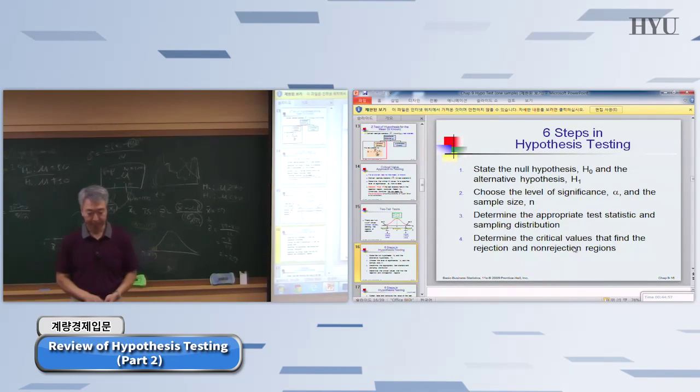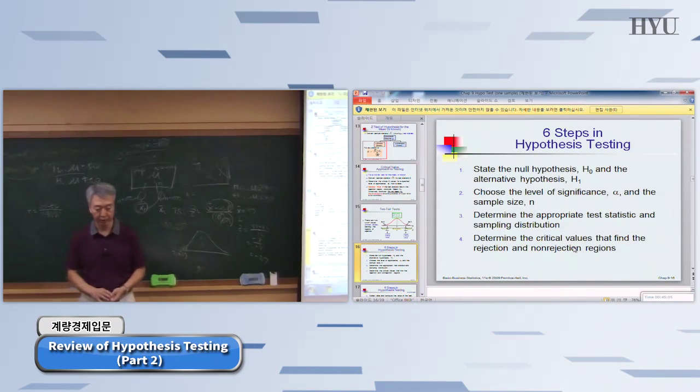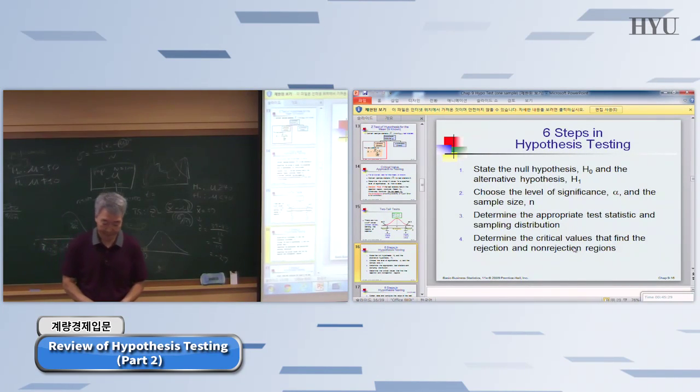So in summary, we have 6 steps in hypothesis testing. First step is you have to state the null and alternative hypothesis, right? Make sure you remember that the equal sign only goes on the null hypothesis. The alternative hypothesis cannot have an equal sign. So only the not equal sign or less than or greater than can be on the alternative hypothesis, right? And then you choose the level of significance alpha and the sample size n, okay?